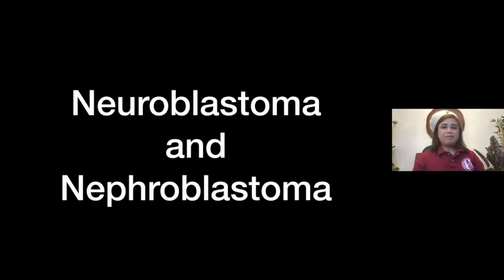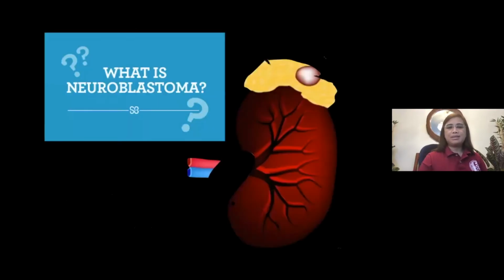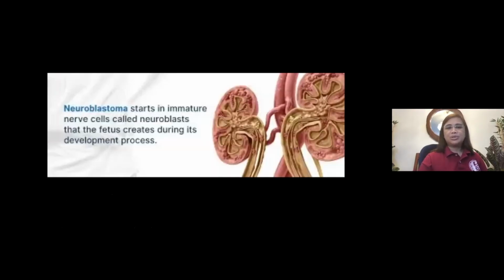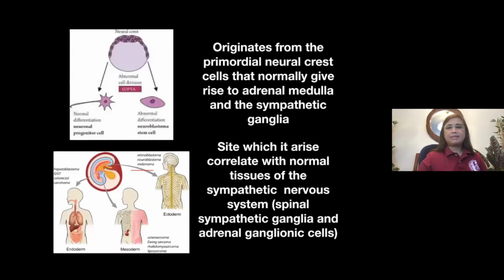Our next topic would be on neuroblastoma and nephroblastoma. So what is neuroblastoma? Neuroblastoma starts in immature nerve cells called neuroblasts that the fetus creates during its development process. It originates from the primordial neural cells that normally give rise to the adrenal medulla and the sympathetic ganglia. The site at which it arises correlates with tissues of the sympathetic nervous system.